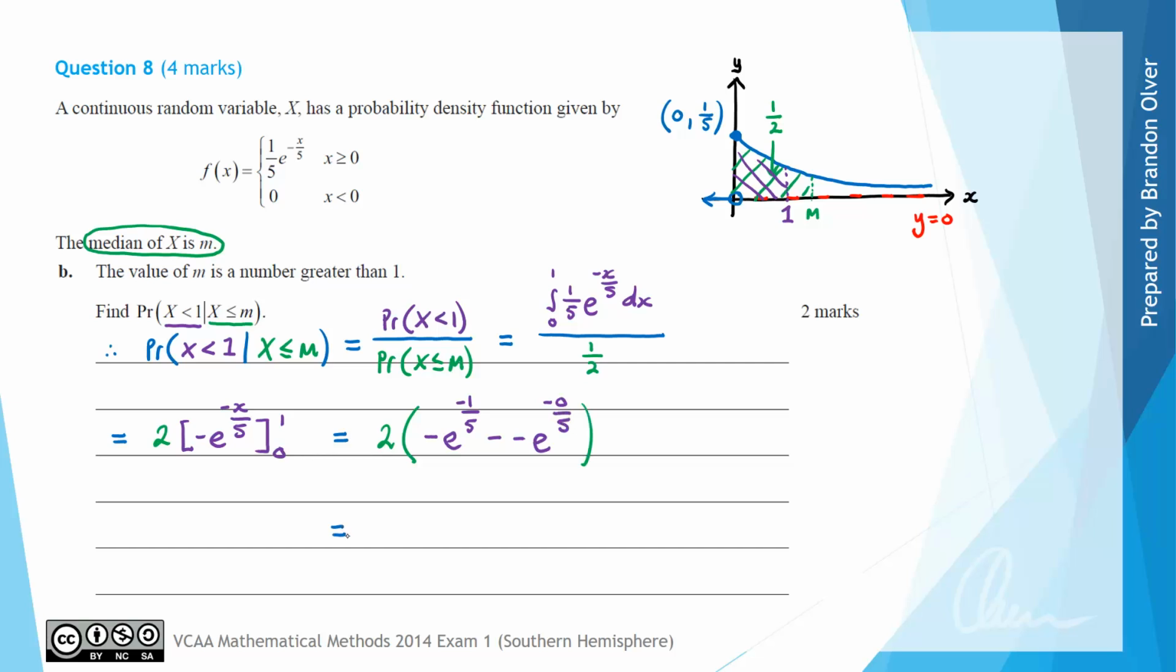So our answer for this question is going to be 2 times, and then subtracting negative e to the power of 0 is just plus 1, so we're going to have 1 subtract e to the power of negative a fifth. So that is the answer to part B of this question.